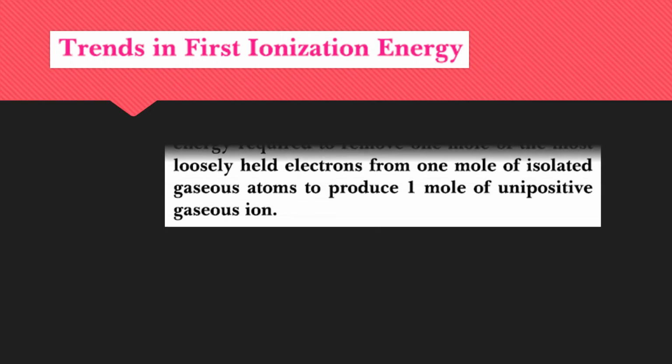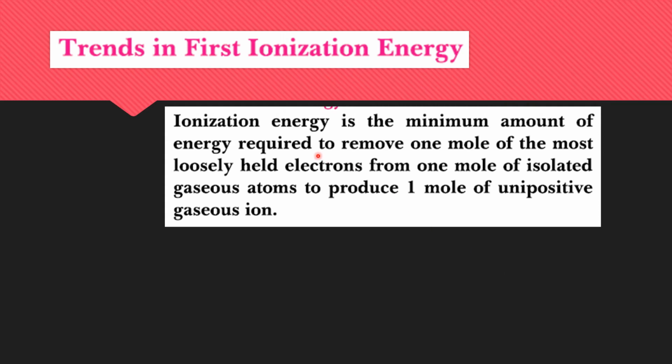The second property is the ionization energy. Ionization energy is the amount of energy required to remove 1 mole of the most loosely held electron from 1 mole of isolated gaseous atoms to produce 1 mole of unipositive gaseous ions. Simply, we can say it is the energy required to remove the most loosely held electron. What are these most loosely held electrons? These are the valence electrons. When a valence electron is removed from the atom, energy is required to remove this electron, and this energy is called the ionization energy.